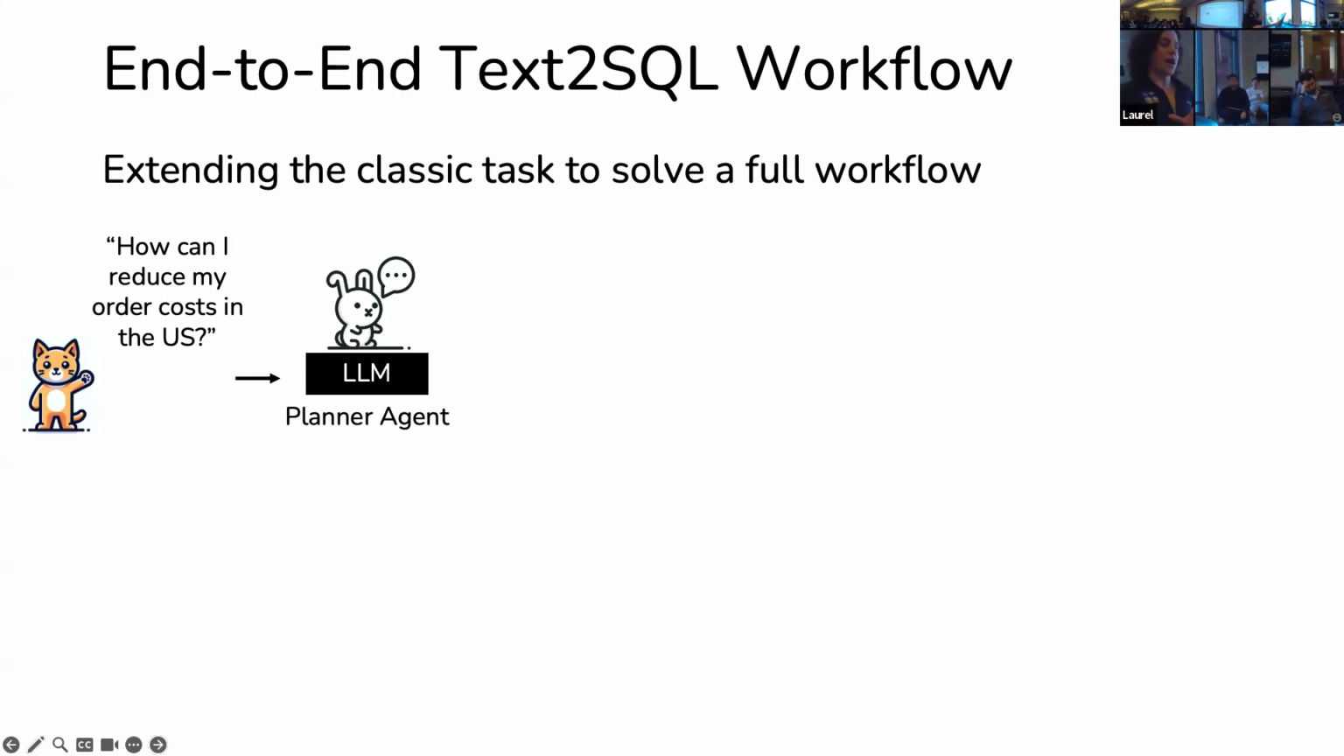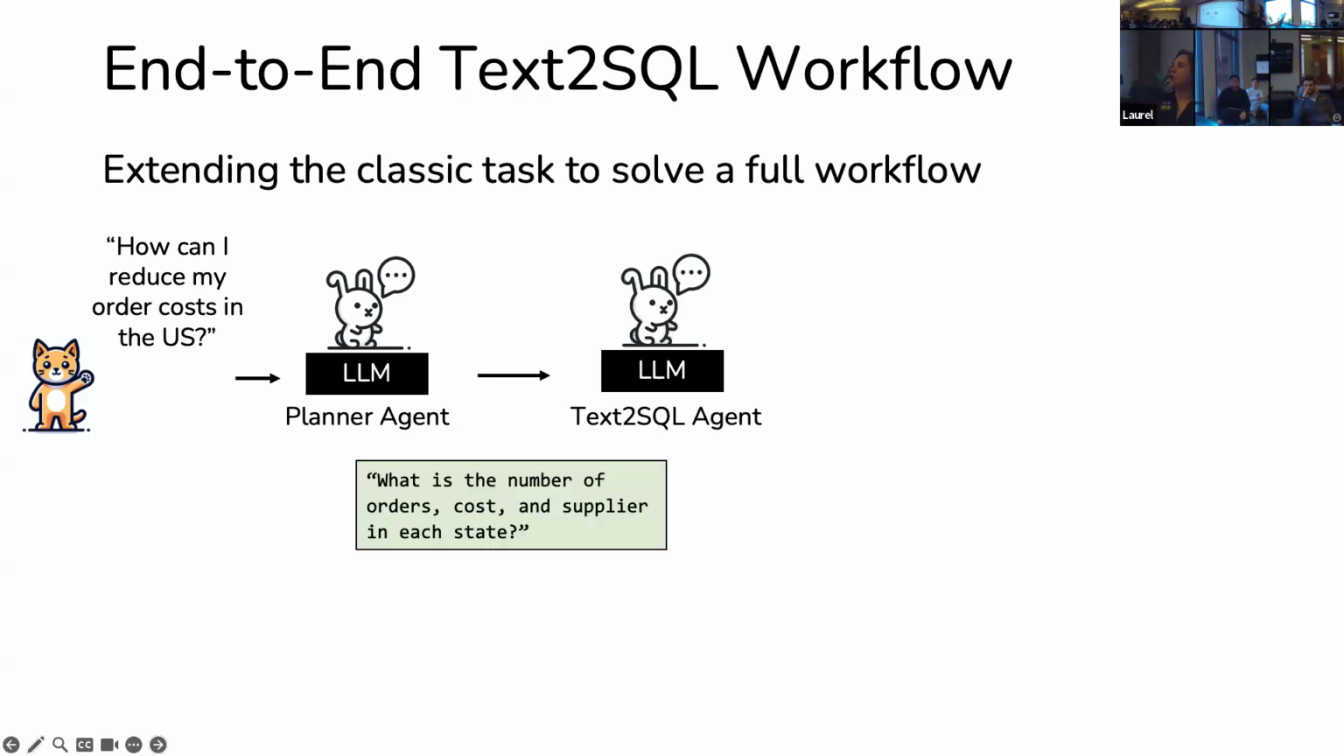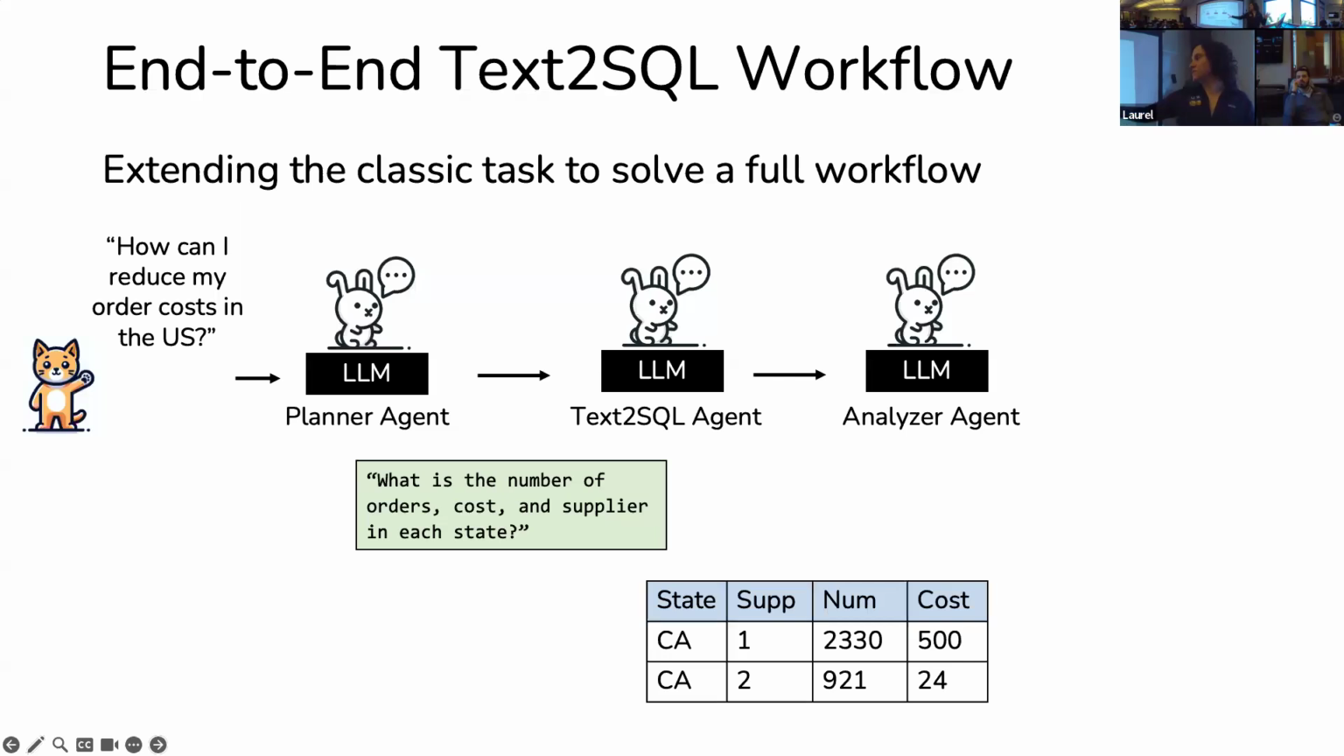Let's assume you have what I'm assuming are classic, or what will hopefully soon be classic and common, data agents. The first thing that's going to happen, let's pretend, is it's going to call out to this text-to-SQL agent to start to understand how the data can answer reducing the cost. Maybe the planner understands that what you first need to do is look at the number of orders, the suppliers, and the cost in every state. This gets sent off to the text-to-SQL agent. As we just talked about, it'll do semantic layer work, then execute SQL, and give you some output table.